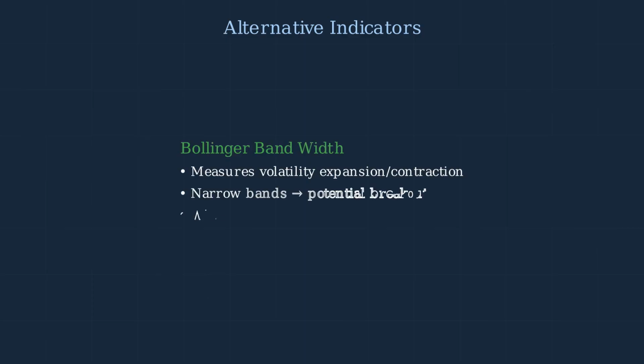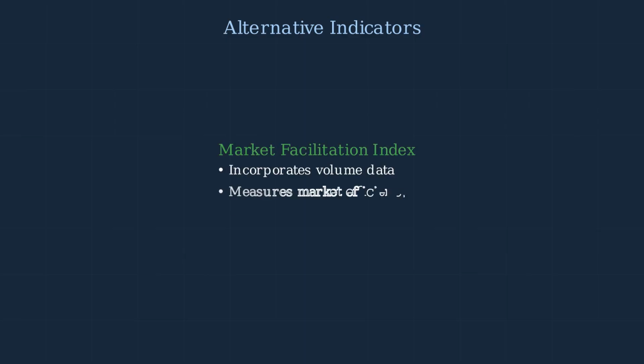Bollinger Band width measures volatility expansion and contraction. Narrow bands suggest a potential breakout, while wide bands indicate high volatility periods. The Market Facilitation Index incorporates volume data to measure market efficiency and is typically color-coded for easier interpretation.